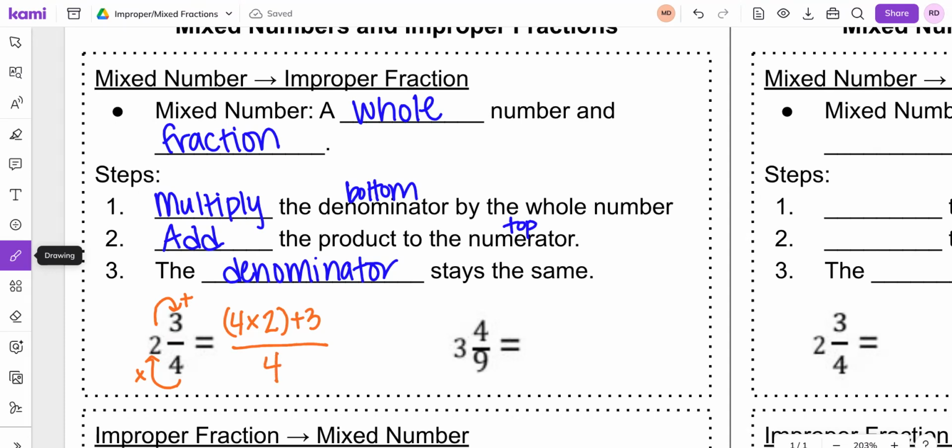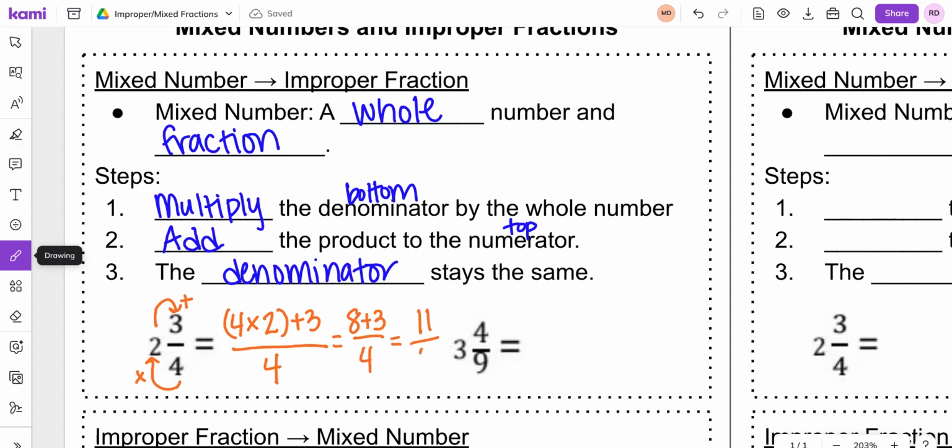And then from here, we're going to follow our order of operations. So 4 times 2 is 8. 8 plus 3, keep it over 4. 8 plus 3 is 11 over 4.